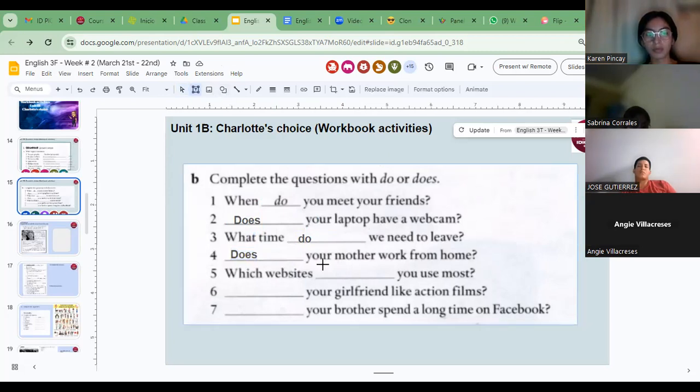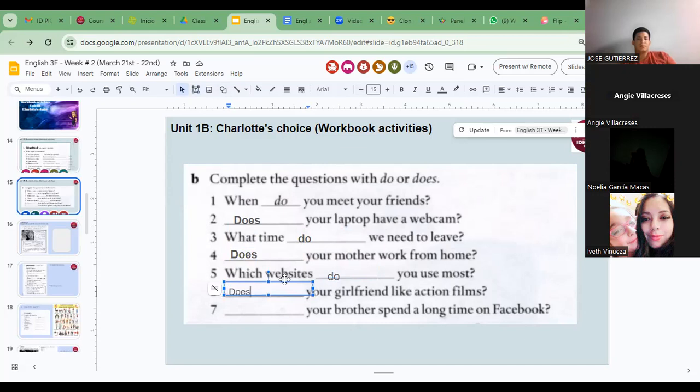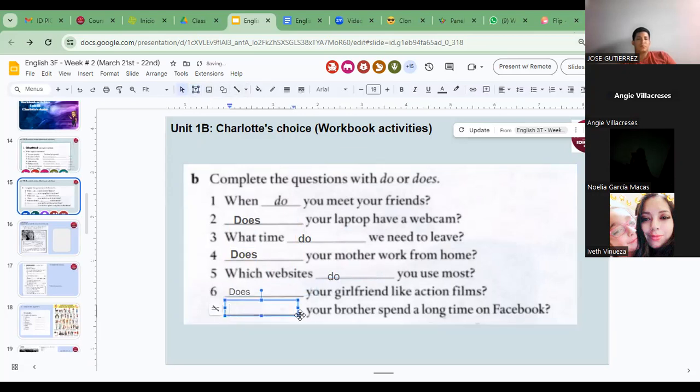Number 5. Which website do you use most? Good, because we're talking about you. Do you use the most? Good. Jose, number 6. If we're talking about your girlfriend. Does. Does your girlfriend like action films? Good. Okay, let me see somebody else. Noelia, what about number 7? Does your brother spend a long time on Facebook? Good. Because we're talking about your brother and it's a male and it's singular. Good. And that was it.